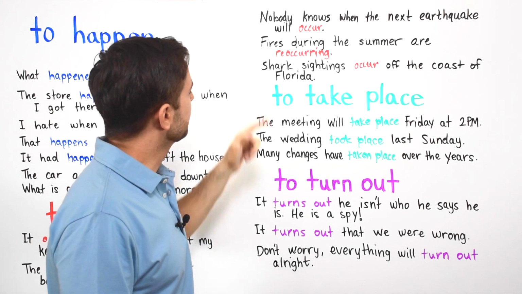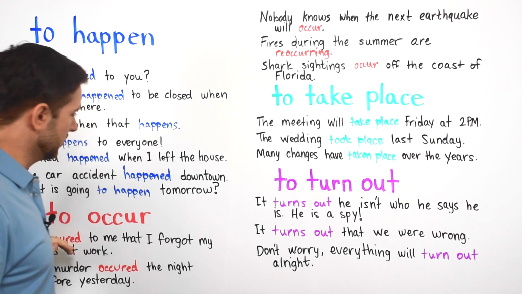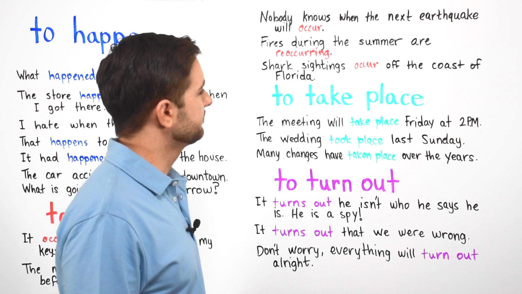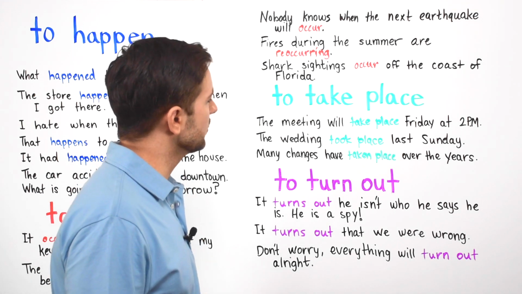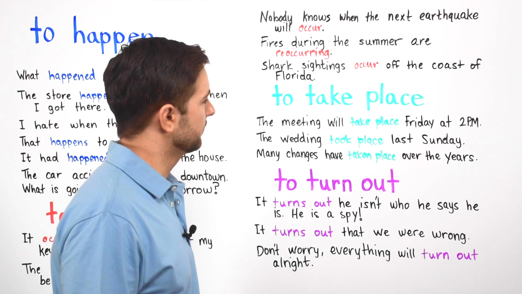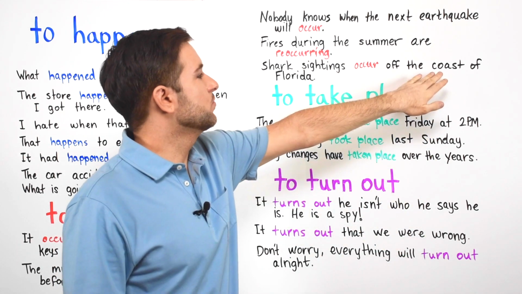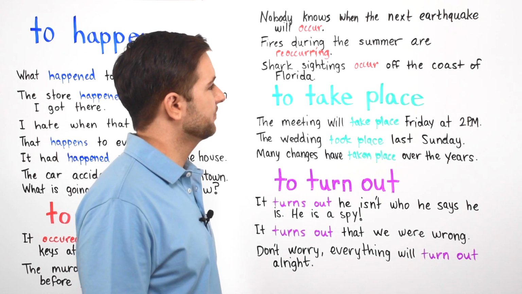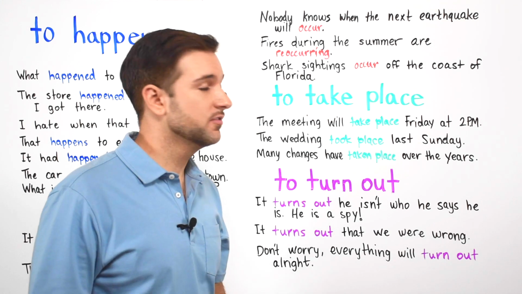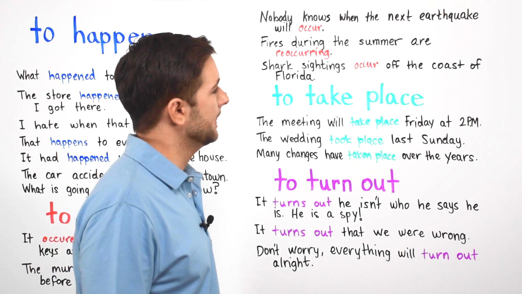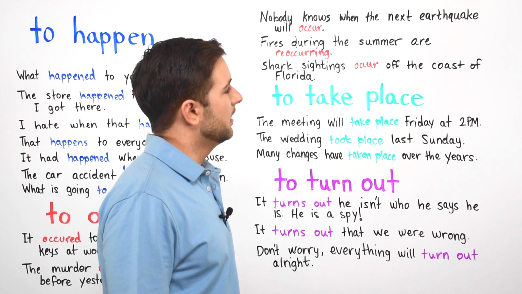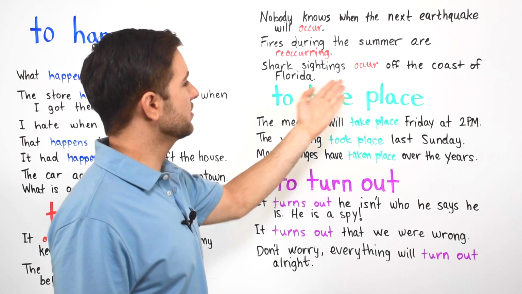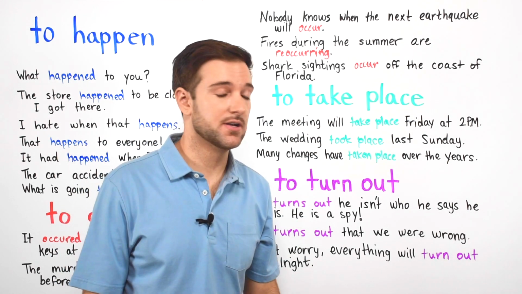And finally, for the verb to occur, it says shark sightings occur off the coast of Florida. Now, the coast is where the land meets water, where the ocean or the sea is. On the west coast of Florida, you have the Gulf, and on the other coast, you have the Atlantic Ocean. So shark sightings occur off the coast of Florida.